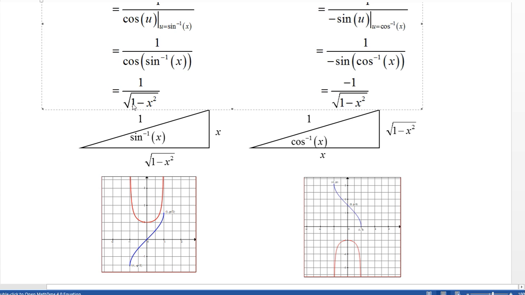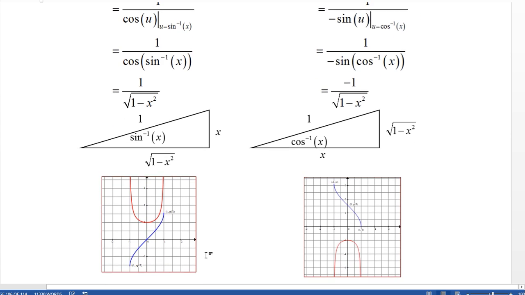Notice that if x is 1 or negative 1, then this becomes the square root of 0, which is 0. We've got 1 divided by 0, which is undefined. That's where your vertical asymptotes happen. If you're between negative 1 and 1, when you square that, you get a number less than 1. 1 minus that is a positive number, so this thing is defined. If you're bigger than 1 or less than negative 1, when you square that, you get a number bigger than 1. 1 minus that will be negative. This becomes an imaginary number, and for our purposes here, that's not defined.